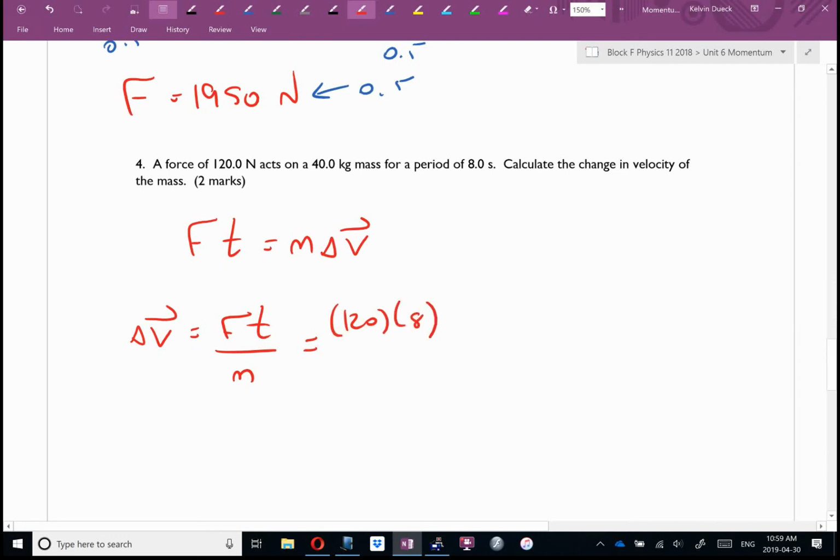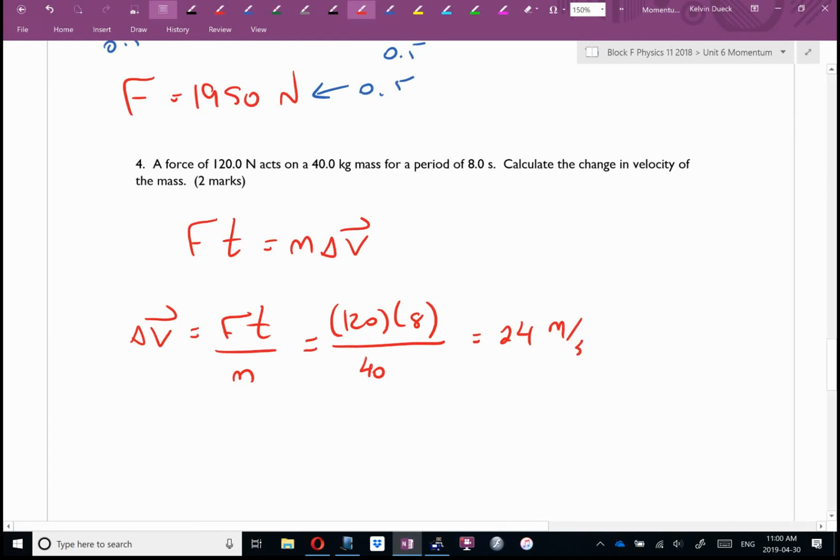The time is 8 seconds. The mass is 40. I think I can do this in my head. 120 divided by 40 is 3, times 8. 24? No? Yes? So the change in velocity is 24 meters per second.